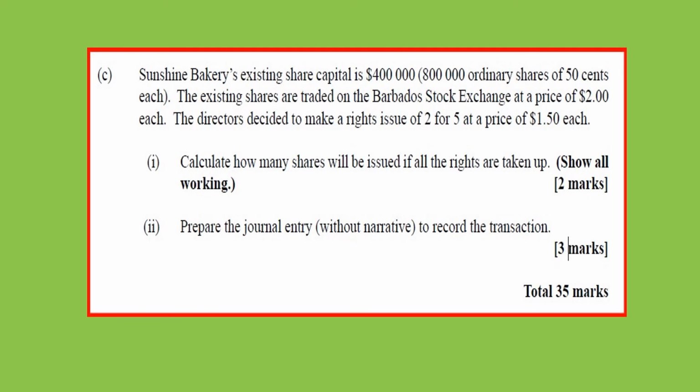Sunshine Bakery existing share capital is 400,000, 800,000 ordinary shares of 50 cents each. The existing shares are traded on the Barbados Stock Exchange at a price of $2 each. The directors decide to make a rights issue of 2 for 5 at a price of 150 each. Calculate how many shares will be issued if all the rights are taken up, show all workings, prepare the journal entry without narrative to record the transactions.